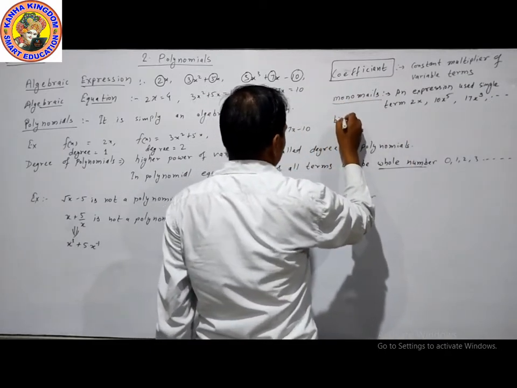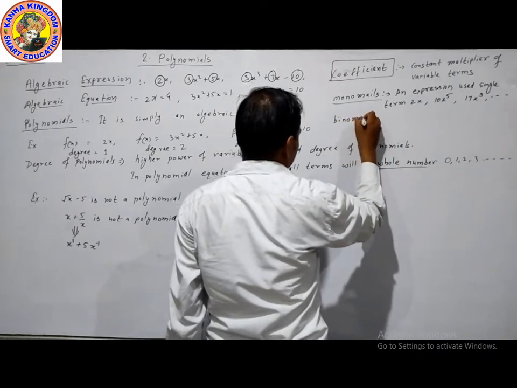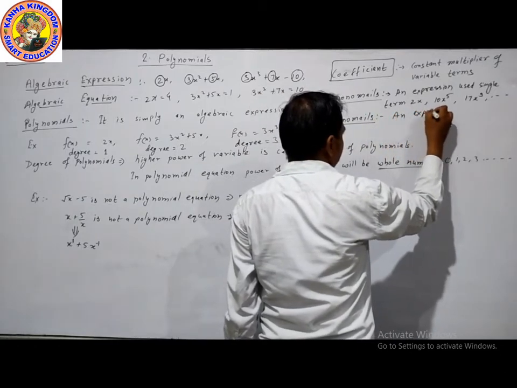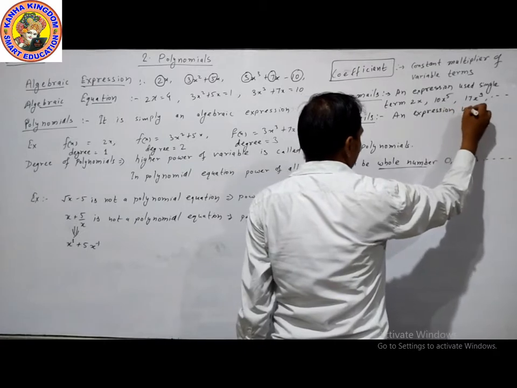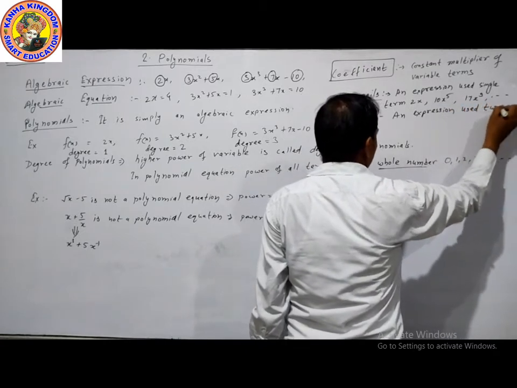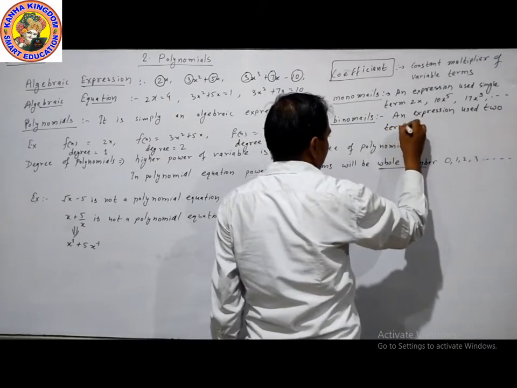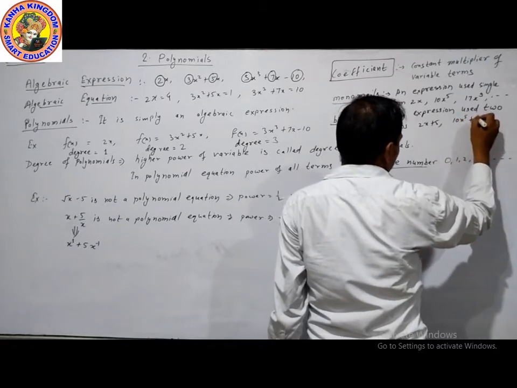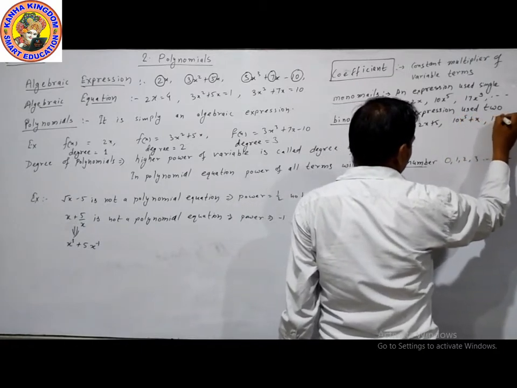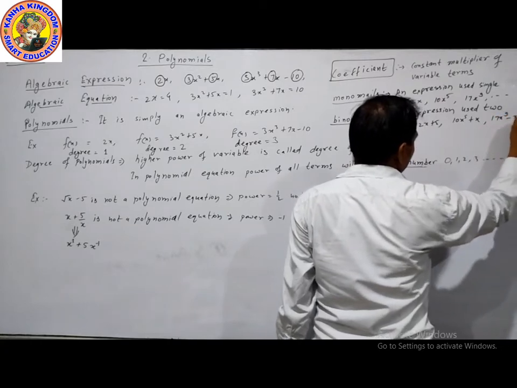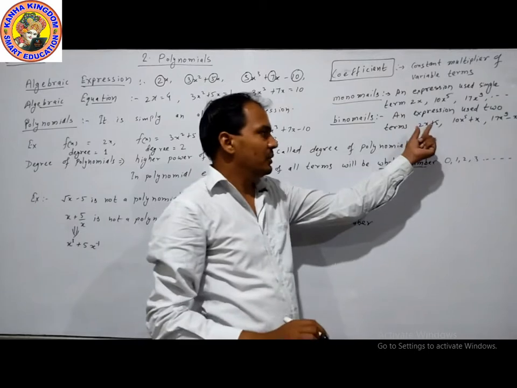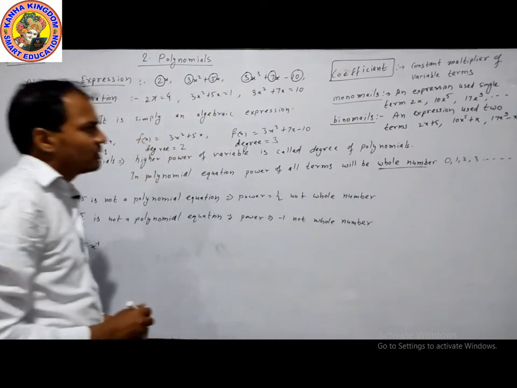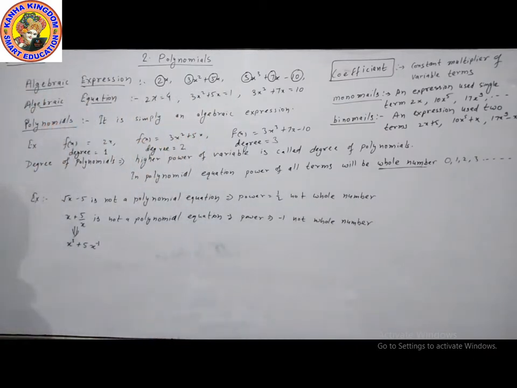Next is binomial. An expression with two terms. For example, 2x plus 5, 10x to the power 5 plus x, 17x to the power 9 minus x cube. These are expressions which use two terms, 1 and 2. If we use two terms, then this is called a binomial.